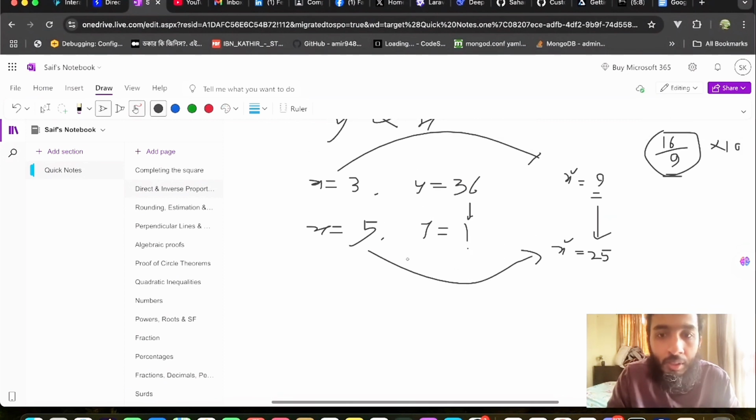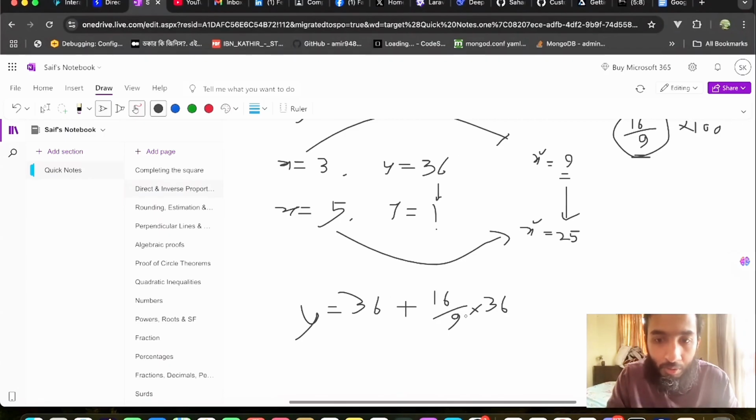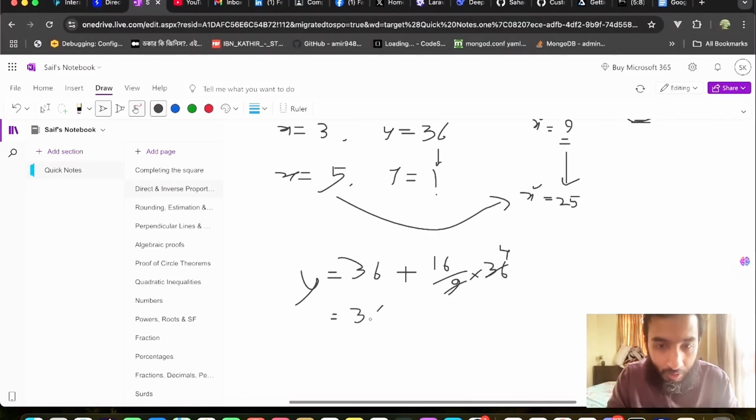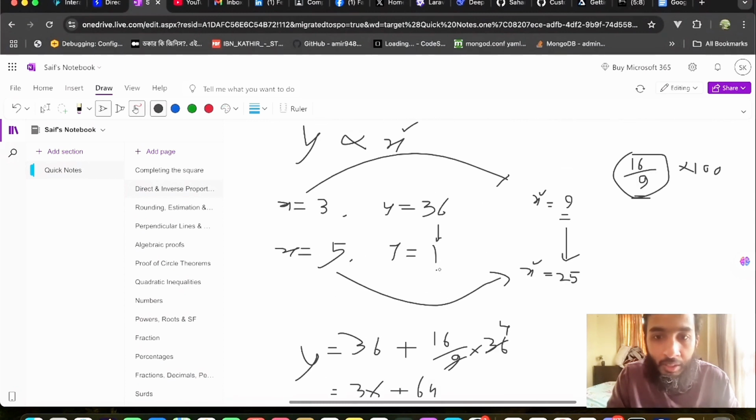So what would the increase be? The y would be the base value plus the increase. The increase is the rate, 16 by 9, multiplied by the base value. 9 fours are 36, so 16 fours are 64. So this is the base value plus the increase: 36 plus 64 is 100. So y will increase from 36 to 100. This is how the direct increase of y will happen based on the value of x.